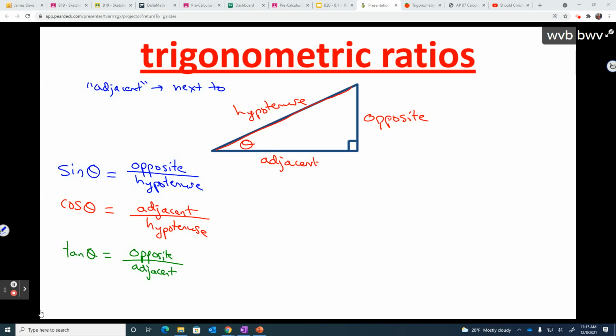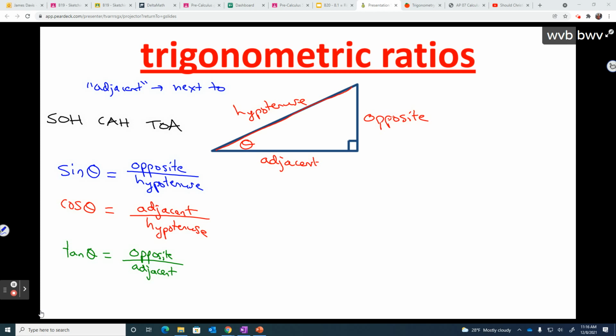So you actually need to memorize these. You might be thinking, how am I going to memorize all that? There's a nice word that helps you memorize it. Anybody know what that word is? Yeah, SOHCAHTOA. You've probably heard that before. It's like this: SOHCAHTOA. Seen that before in geometry?